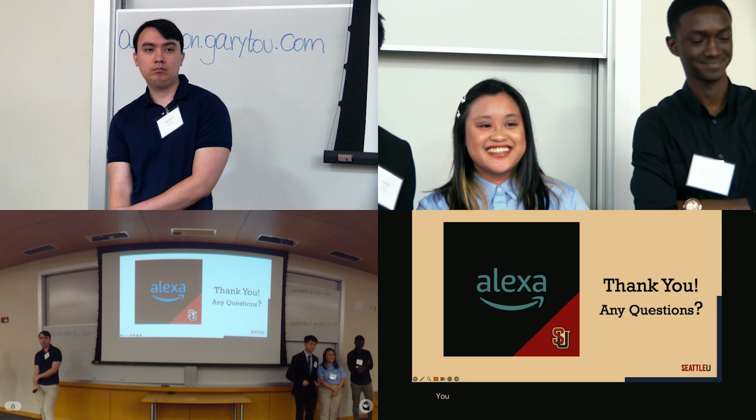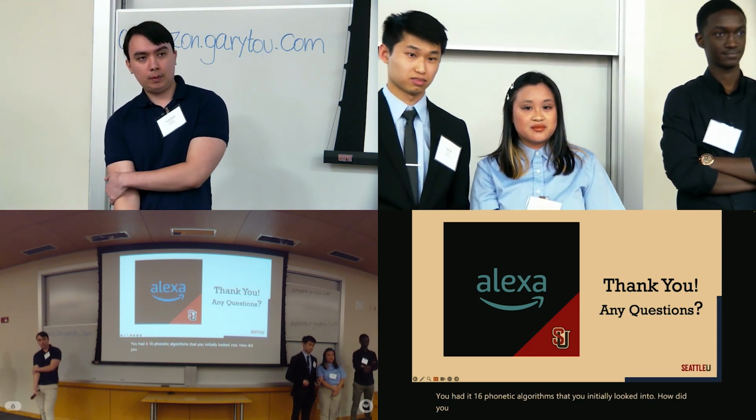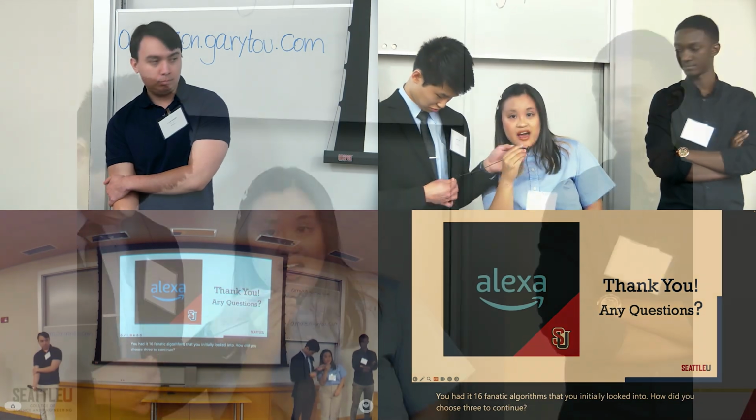You had 16 phonetic algorithms that you initially looked into. How did you choose 3 to continue with? So we had 3 main factors that we looked at. The first one that we decided to touch upon was fuzziness, and that Jacob explained. It was how stringent or lax the algorithm was when comparing 2 different sounding syllables.